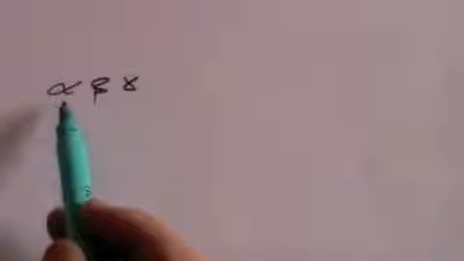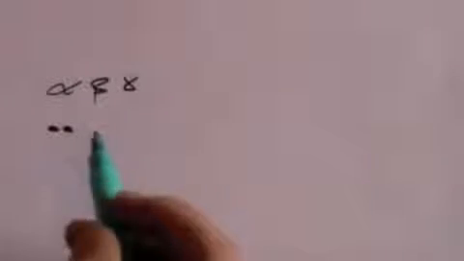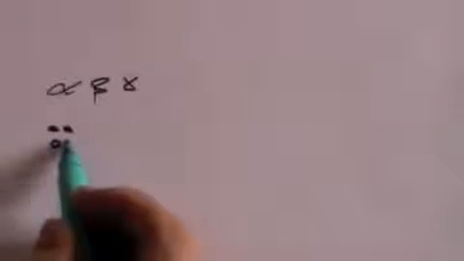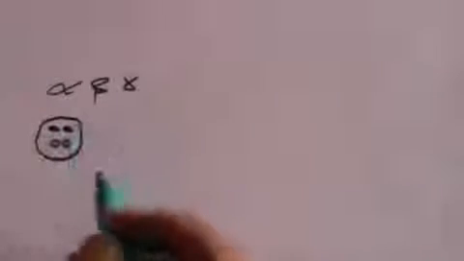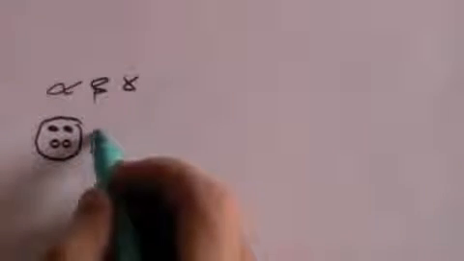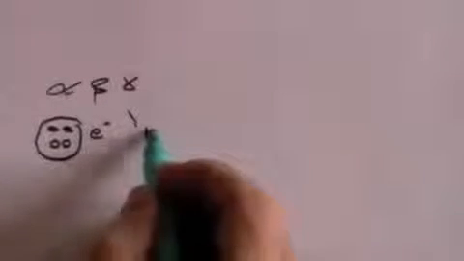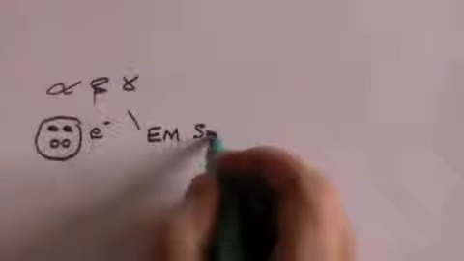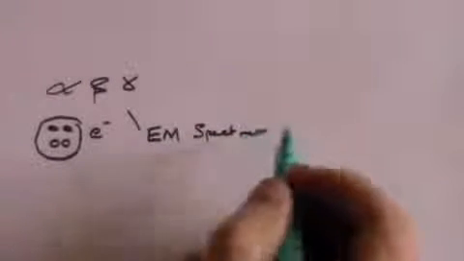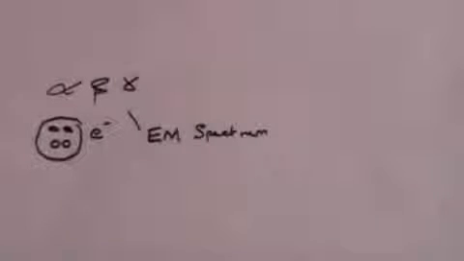Alpha is just the nucleus of a helium atom. It consists of 2 protons and 2 neutrons. Beta is simply an electron. At the time that beta rays were named, people didn't realise that they were electrons. And gamma rays are part of the electromagnetic spectrum. They are just the same as light or X-rays, but they have even lower wavelengths and higher frequencies.